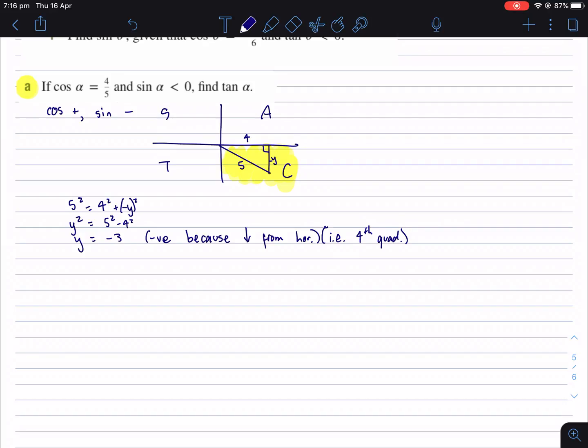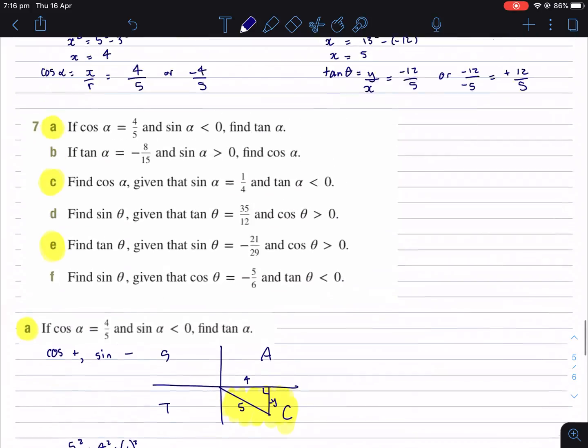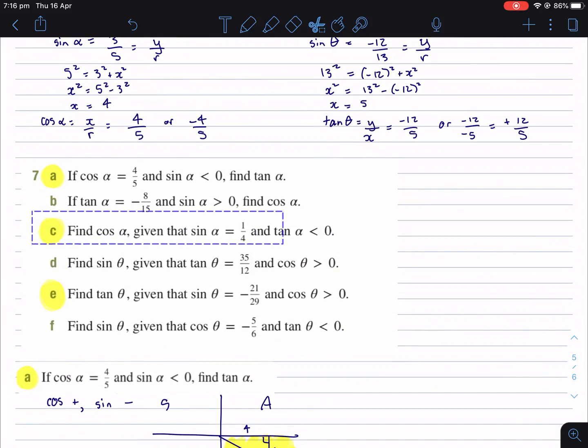Which means we can find tan, because it's y on x, it's always opposite over adjacent, which means it's going to be negative 3 over the adjacent, which was 4. So tan alpha equals negative 3/4. Let's look at our next question.